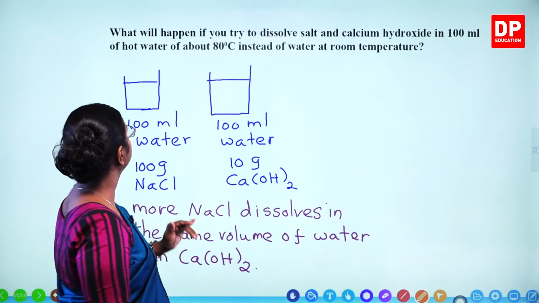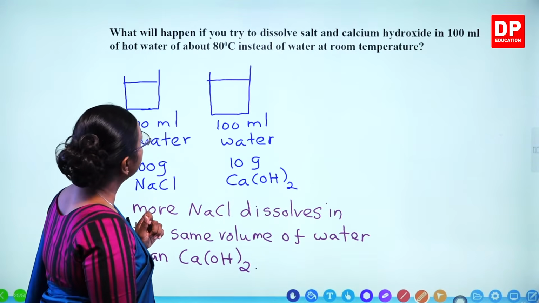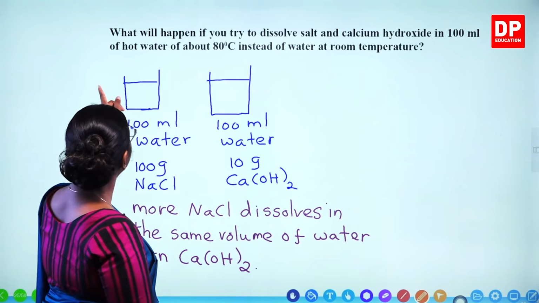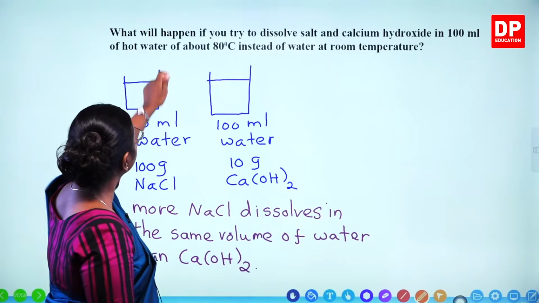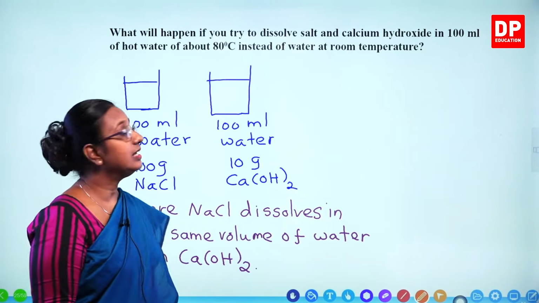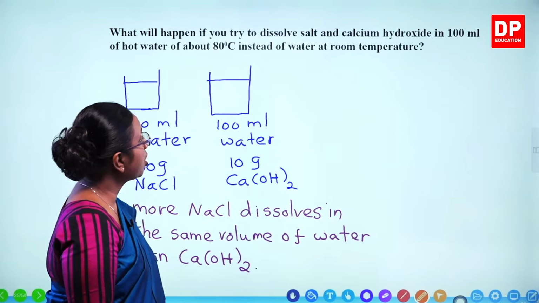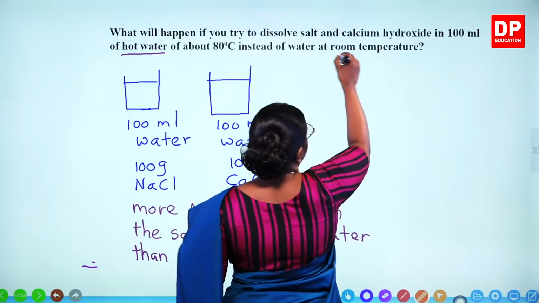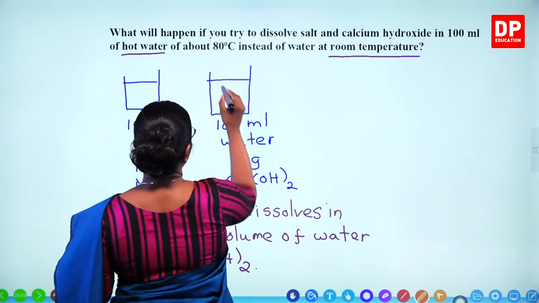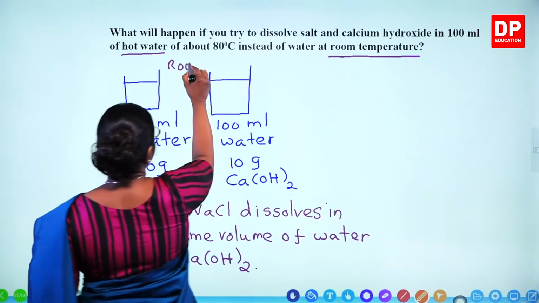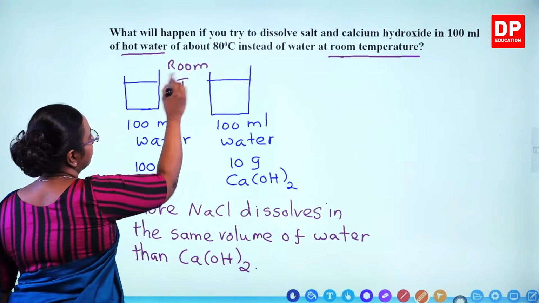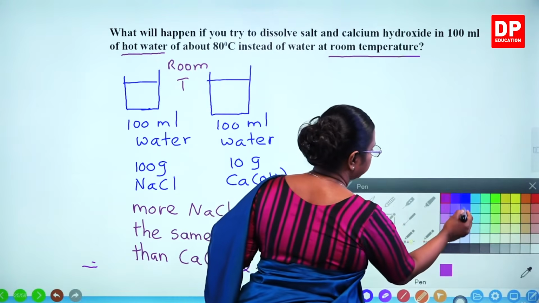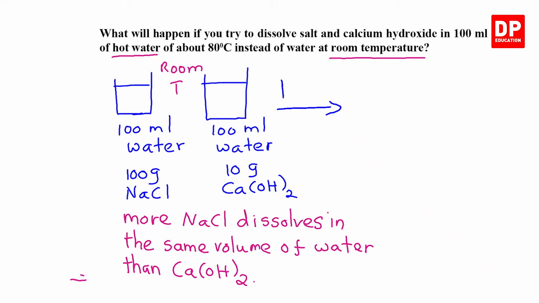The same way, what will happen if you try to dissolve salt and calcium hydroxide in 100 milliliters of hot water of about 80 degrees Celsius instead of water at room temperature? This activity was done at room temperature. I will note it as T for temperature. If we heat the water, what will happen?